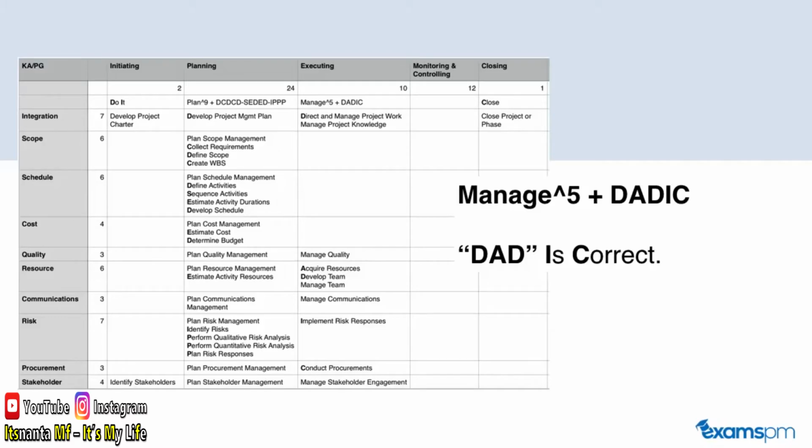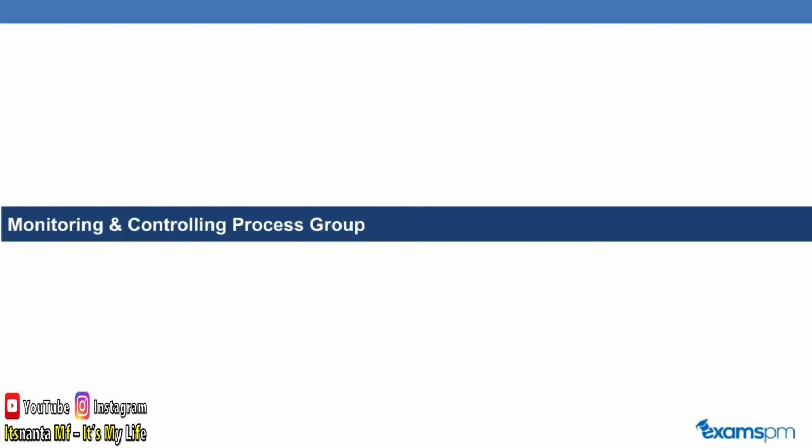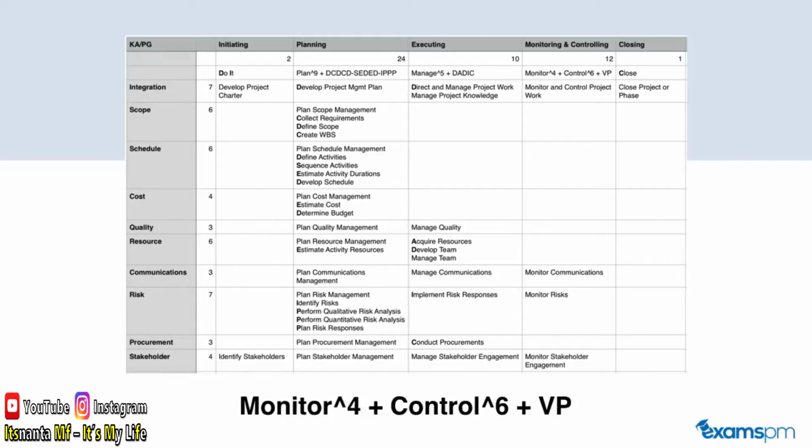Now that we have all of our processes in execution down, let's move on to the monitoring and controlling process group. The formula that we can use to memorize all of the processes in monitoring and controlling is monitor to the power of 4 plus control to the power of 6 plus VP. Like this formula suggests, there are 4 processes that begin with the word monitor, 6 processes that begin with the word control, plus 2 other ones that begin with the letter V and the letter P.